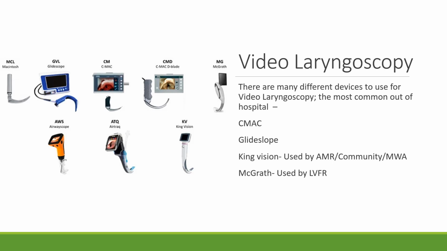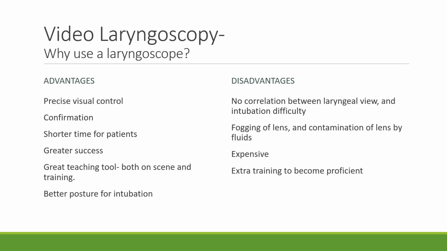And the hyperangulated blade uses a little bit of a unique different technique depending on which blade you're using. For the CMAC, they have a D blade for the Glide Scope. I forgot what it's called, but it's a slightly different angle. The McGrath has the X blade. It's not as hyperangulated. King Vision is nothing but a hyperangulated blade. And so we'll talk about some of the pros and cons with that on the next slide.